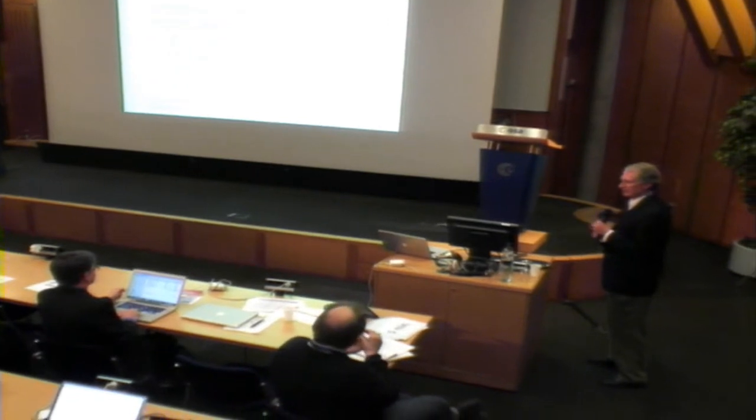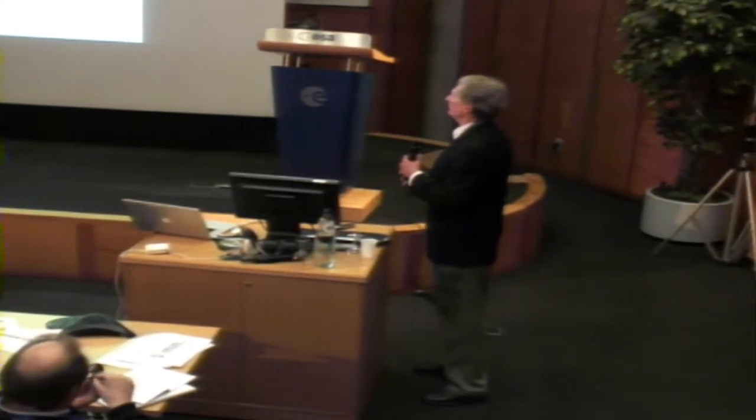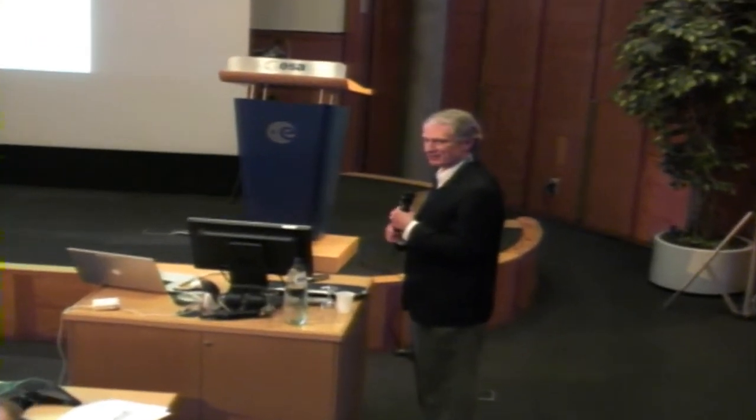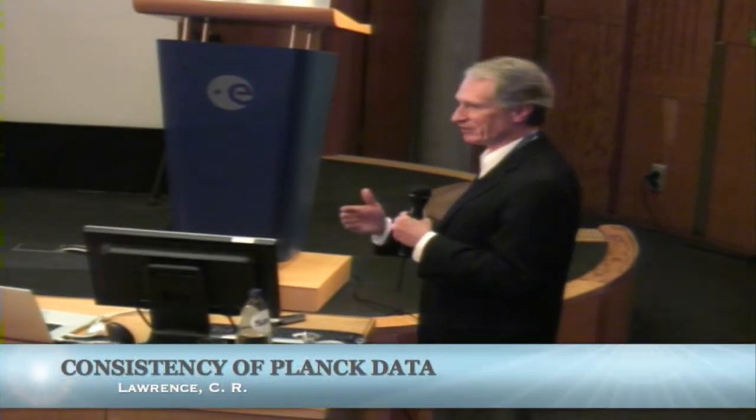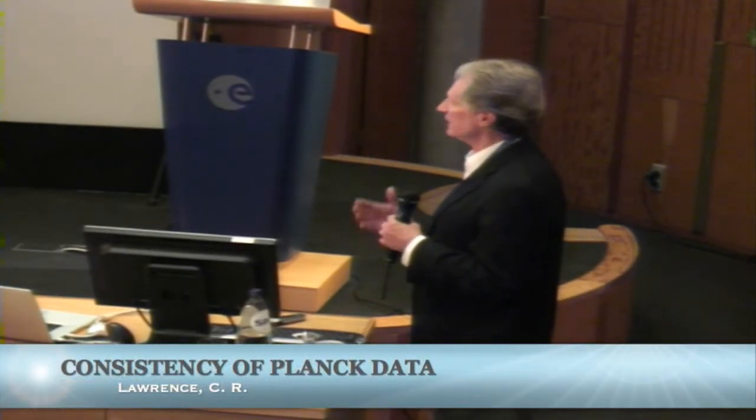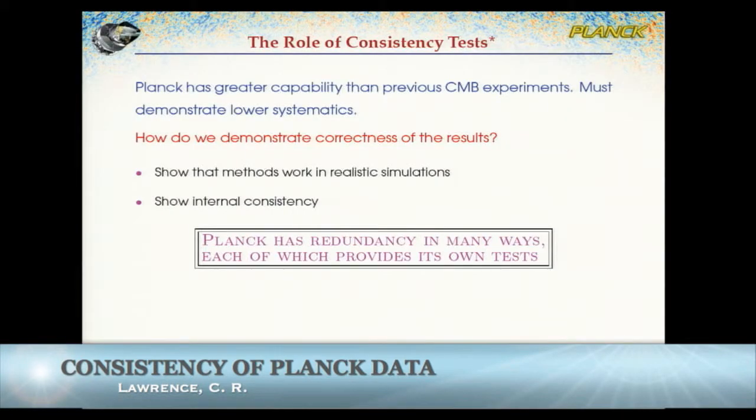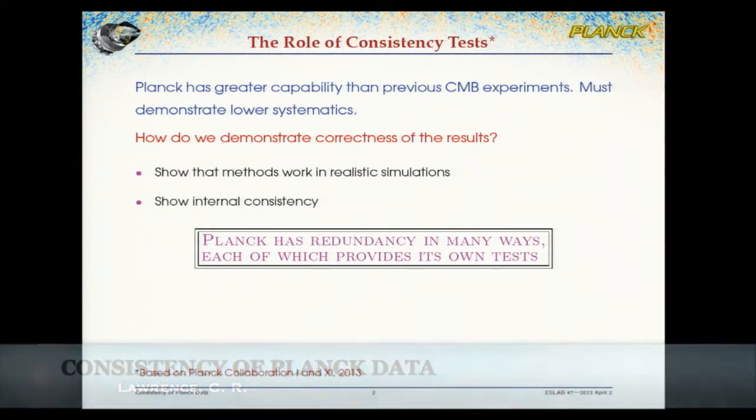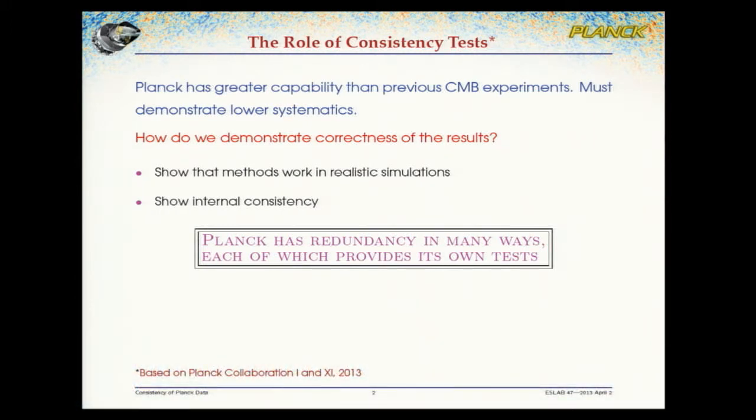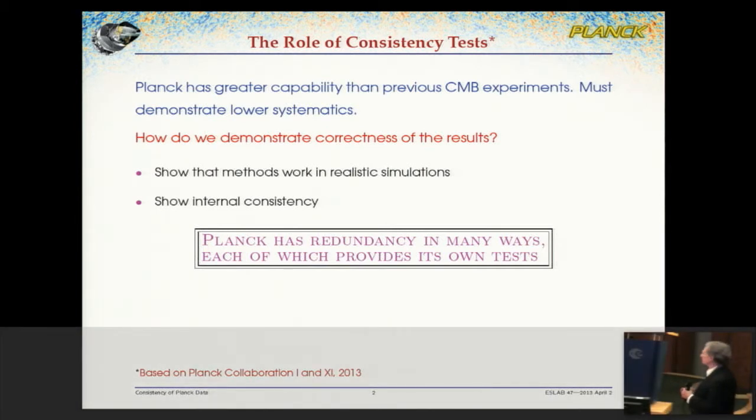As Jean-Luc mentioned this morning, Planck has greater capability than previous CMB experiments, and therefore we have to demonstrate lower systematics. We have lower noise, we have to have lower systematics. How do we demonstrate the correctness of the results? There are several things that will be threads throughout the week. You've already heard this morning. We show that methods work in realistic simulations, and we show internal consistency. Planck has redundancy in many ways, each of which provides its own tests.